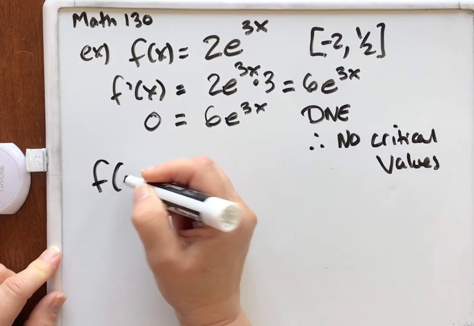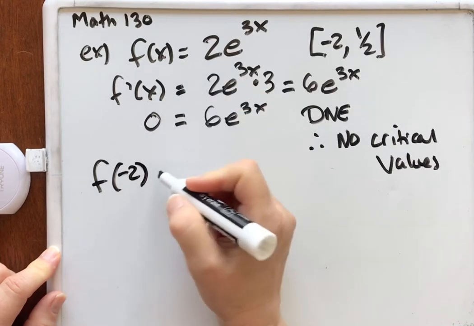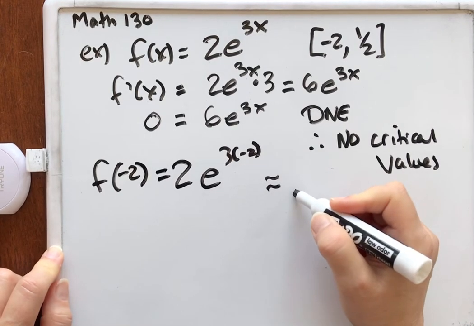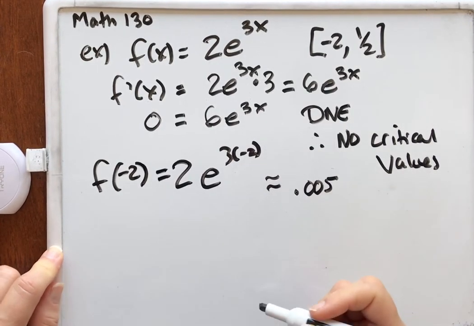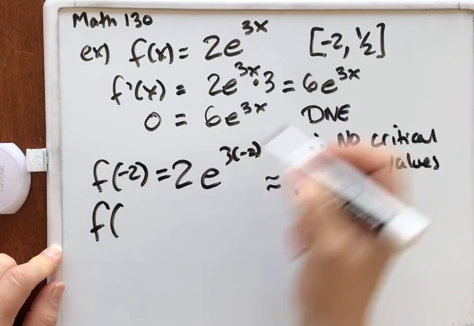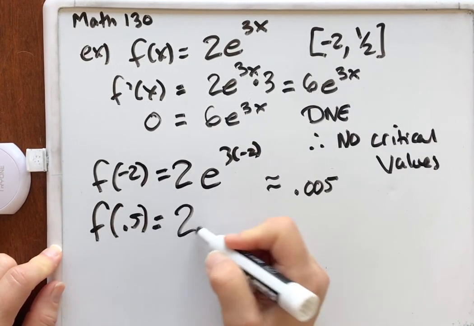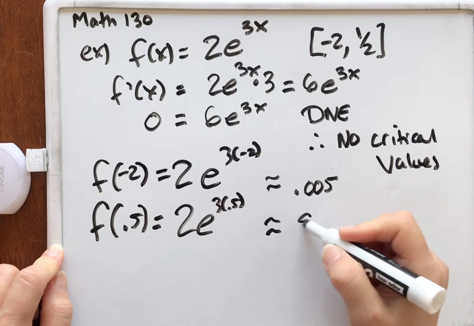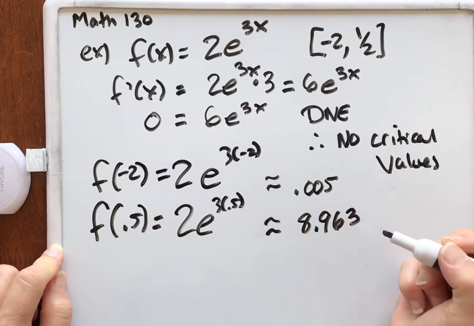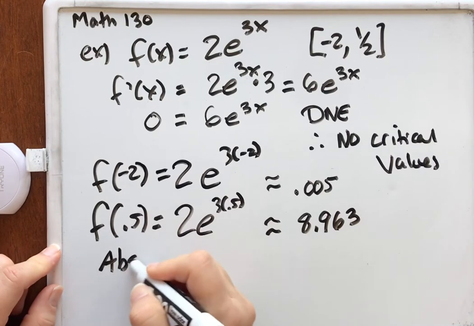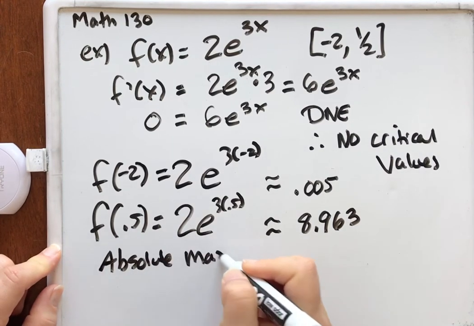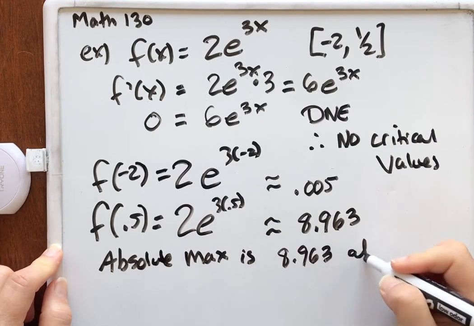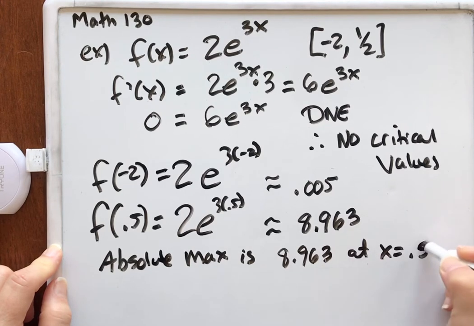All right, so f of -2, we put into our original equation, and that is approximately 0.005. Then we take f of 1/2, which is the same as 0.5, and that comes out to approximately 8.963. So now we can state our absolute max is 8.963 at x equals 0.5.